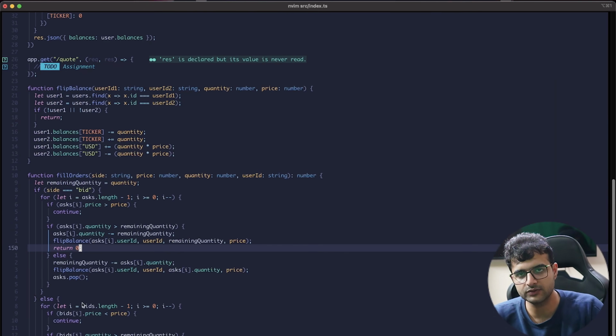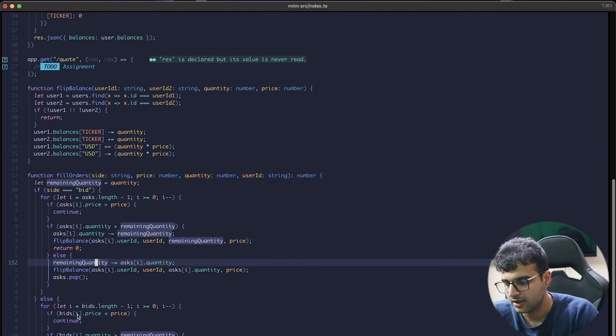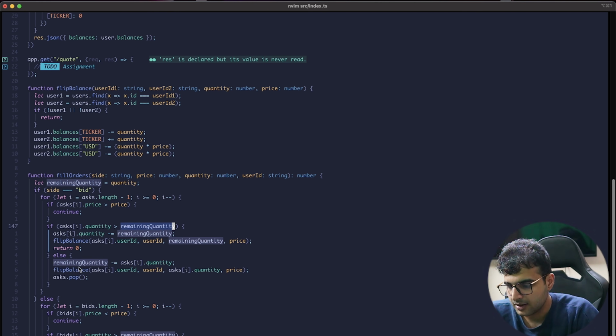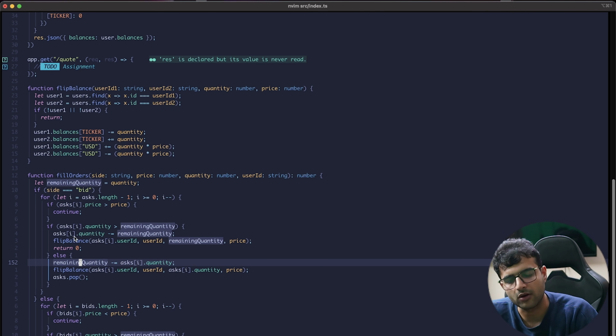So one of those individual orders will get removed if the remaining quantity is greater than asks of i dot quantity. If what is left to be filled is currently less than that, we will completely remove this order. We will flip the balances still, but remaining quantity will not become 0 now. Here we return 0 because we know the complete order got filled. Here we say remaining quantity minus equals asks of i dot quantity.